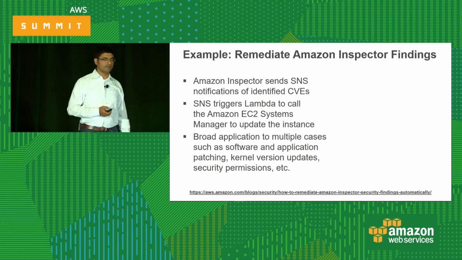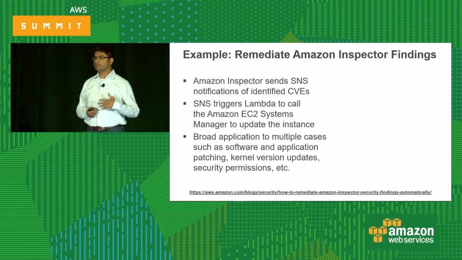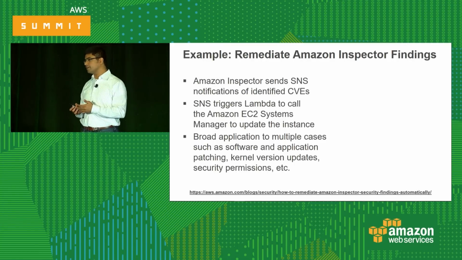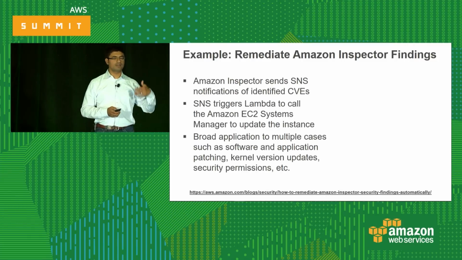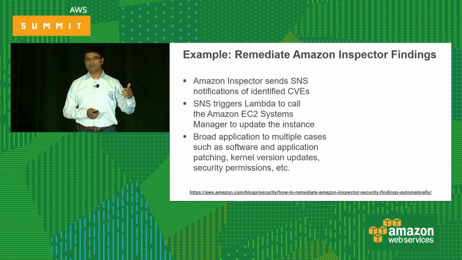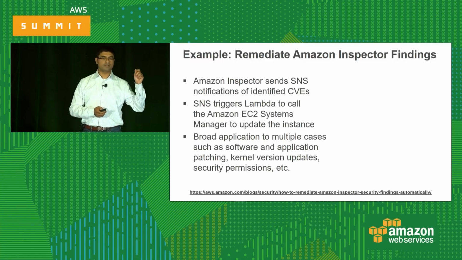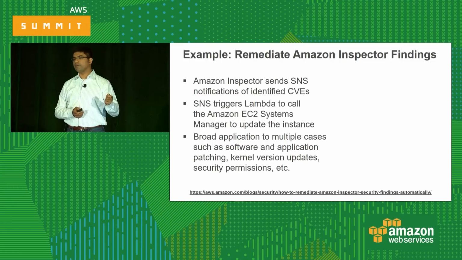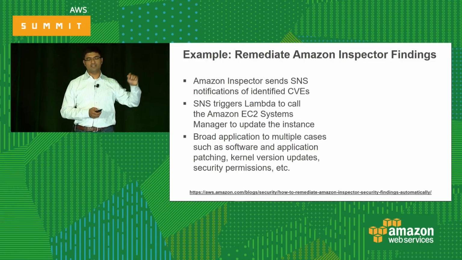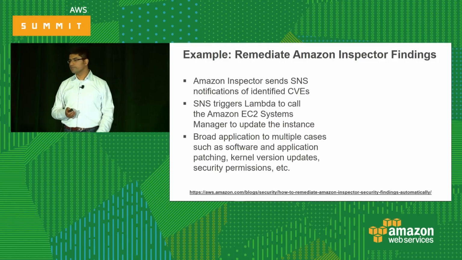Here's another example. So a common case is that we want to scan our environments for common vulnerabilities and best practices. So Amazon Inspector is a service that does that. And the way it works is that you run Amazon Inspector on a fleet of servers, and it produces findings. Those findings are things like, I discovered a vulnerable version of a software package, and this is the CVE, or Common Vulnerabilities and Exploits ID for that particular issue.